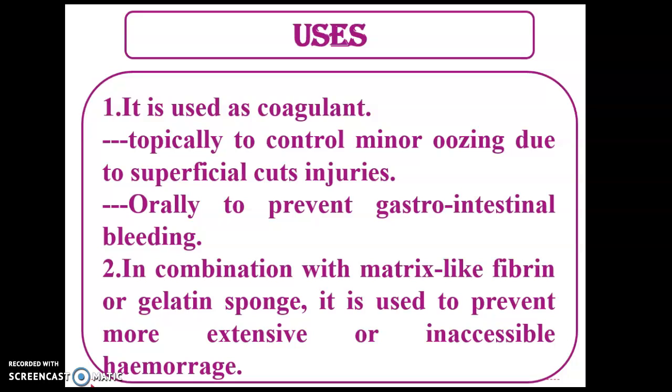It is used as a coagulant topically to control minor oozing due to superficial cuts and injuries, and orally to prevent gastrointestinal bleeding. In combination with a matrix like fibrin or gelatin sponge, it is used to prevent more extensive or inaccessible hemorrhage.